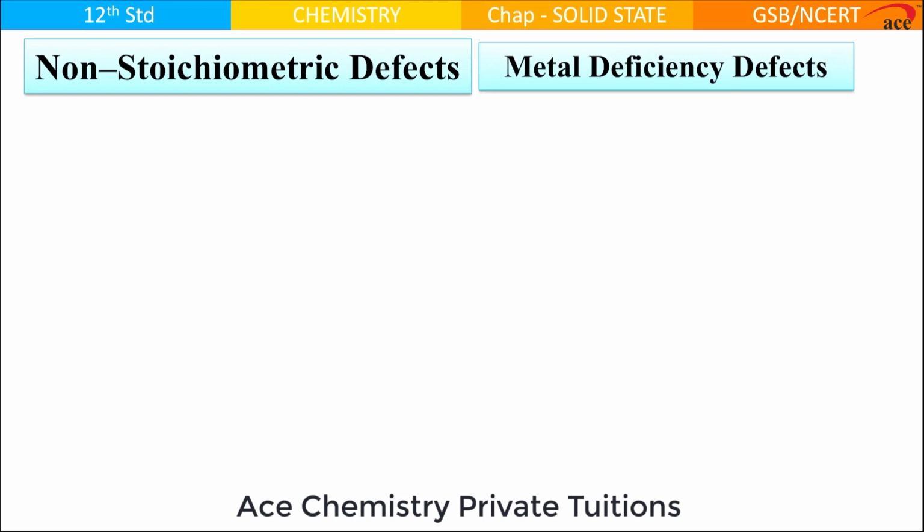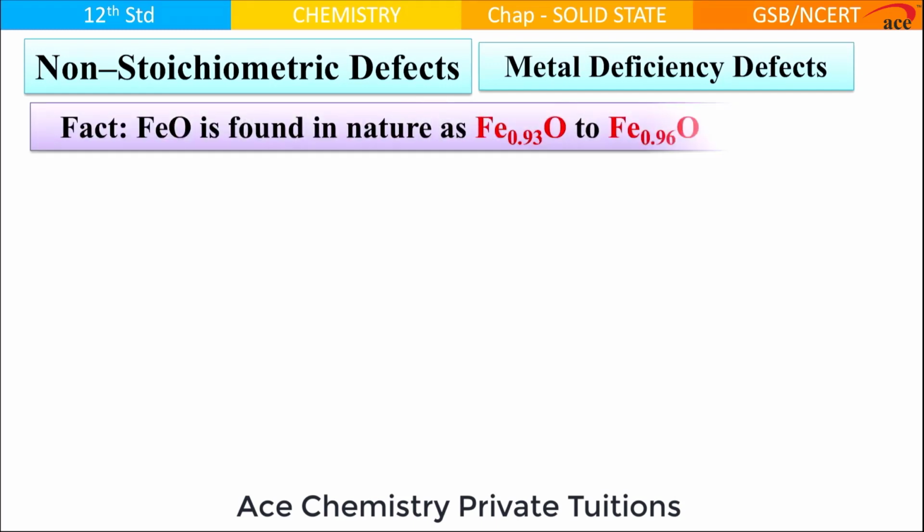We go to the next category, non-stoichiometric defect due to metal deficiency. Now, in real life, it has been found experimentally that FeO does not have a formula of Fe1 and oxygen 1. Instead, it has an unusual formula of Fe0.93 or Fe0.96 and oxygen 1. That's unusual. If I consider oxygen as 100, then Fe is 93. If you consider oxide ions as 100, Fe is 96. So, can I say metal is less? Therefore, this defect got the name metal deficiency defect.